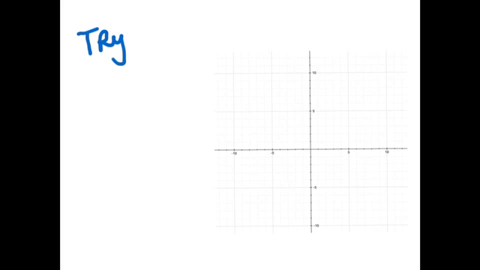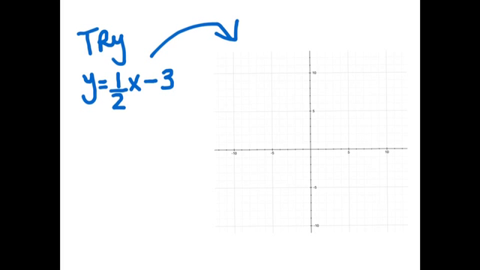Now on the same spot, I'd like you to try to graph again, and you're going to graph on the same graph where we've already graphed our line. So I'd like you to graph y equals 1/2 x minus 3. Go ahead and take a moment and graph.